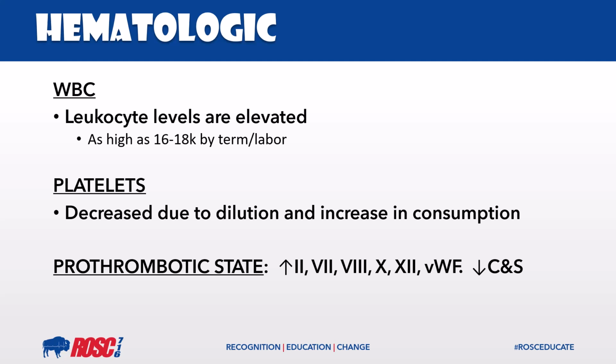Let's say that one more time. A clot-forming state and an anti-clot-breaking-apart state. And why? This is another example of the body getting ready for pregnancy and getting ready for labor. The body is getting ready for the detachment of that placenta and the expected bleeding that goes with that.